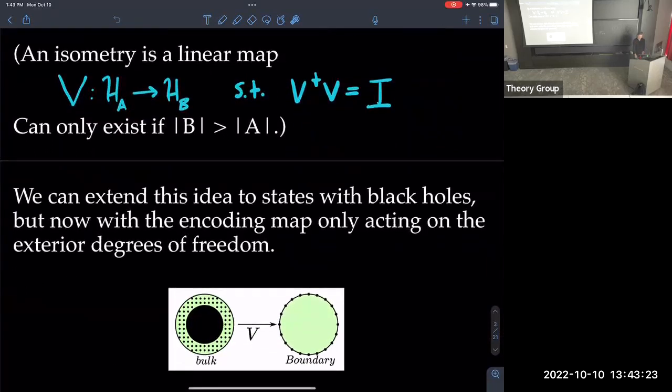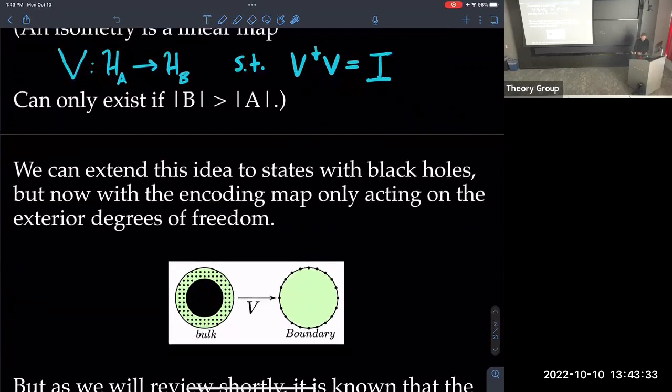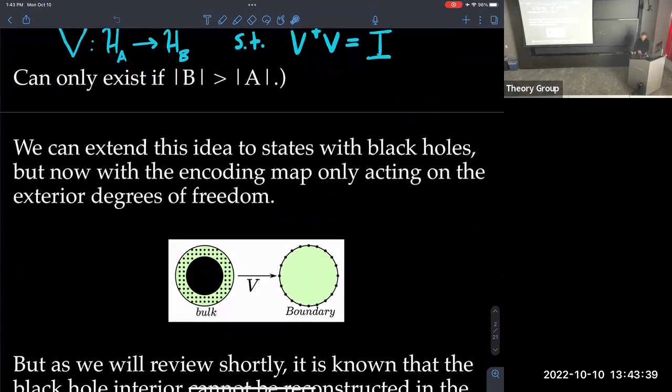So the picture with black holes that they proposed was something like this, where now you imagine in your bulk you have some big black hole that is this big black dot here, and we're just now ignoring all the qubits or degrees of freedom that you might imagine living inside the black hole, and we're encoding the ones outside.